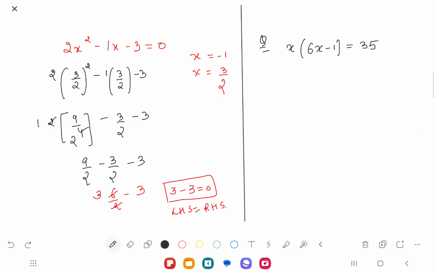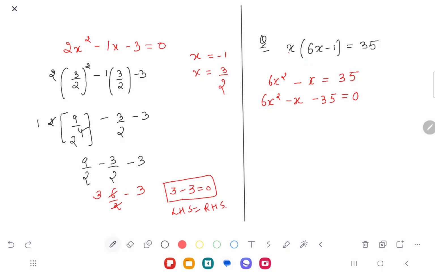What do you think we would have? I'll multiply x with 6x, so it will become 6x squared minus x times 1, which is minus x, equals 35. I'm going to bring 35 right here. It is going to become 6x squared minus x minus 35 equals 0. Are you understanding my point?